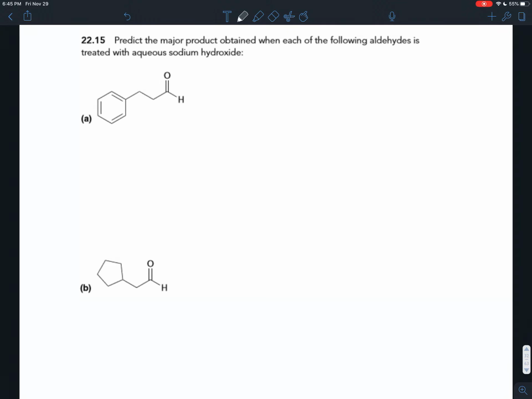In the last video, we saw that if you have an aldehyde in solution and there's a catalytic amount of aqueous base, then the aldehydes will start sticking together and creating aldols, beta-hydroxyaldehydes. So we discussed that in detail in the previous video.